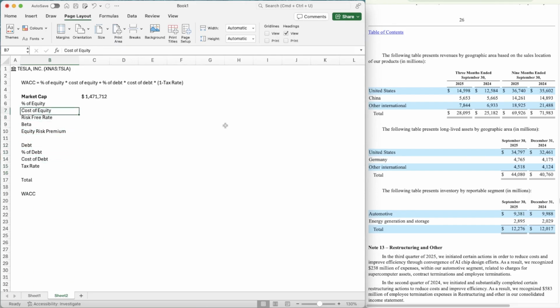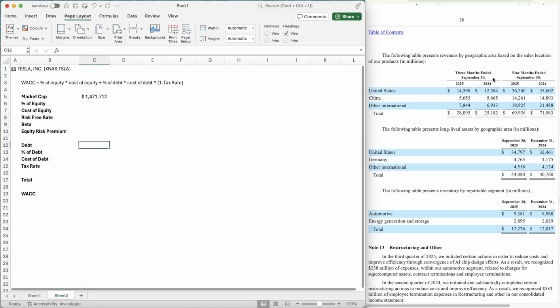Some of these we can calculate, or some of these we already know. Others we have to calculate. So, sorry, let me just bold this so we can distinguish. Okay, we know that. Actually, let's leave the cost of equity until last. We have the market cap. Let's work out what the debt is.